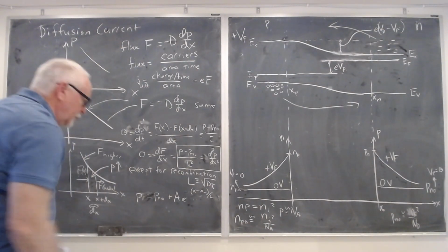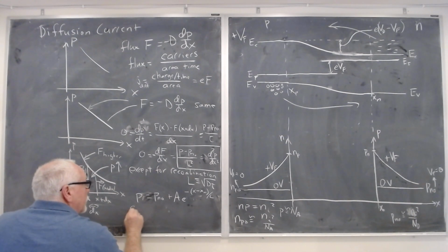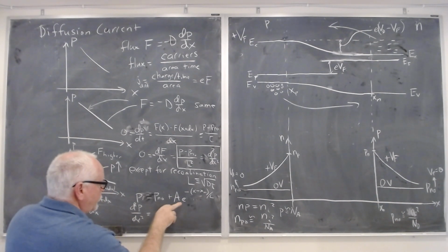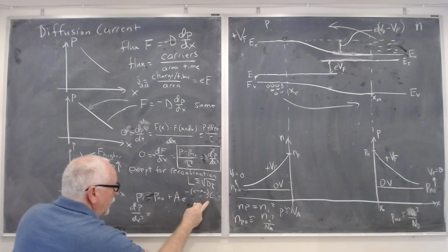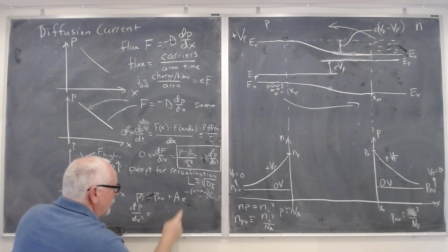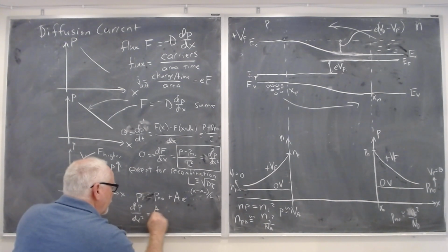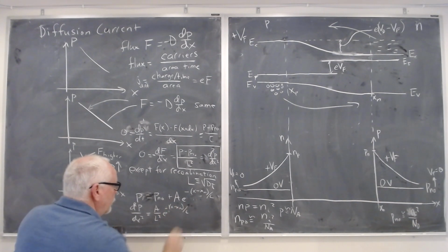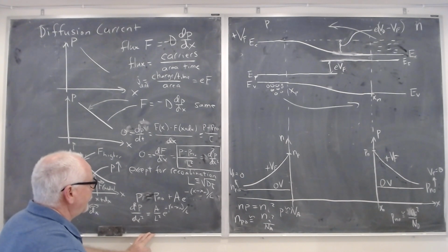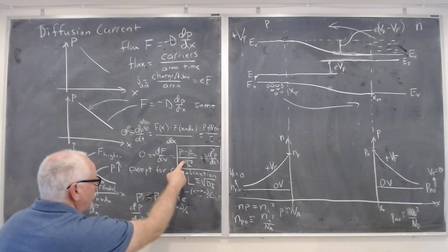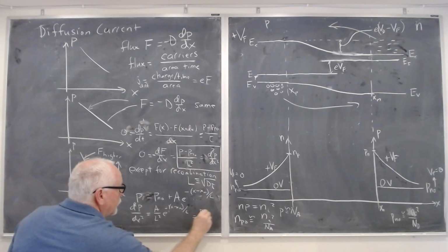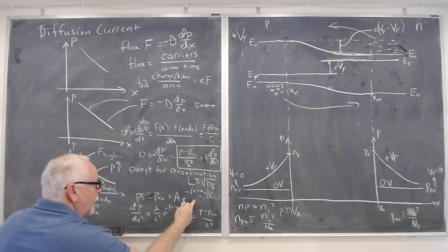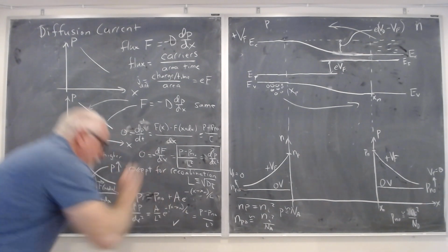Now, check that it works. d squared p dx squared. I take two derivatives, so I get two L's in the bottom and the minus signs cancel. So I get A over L squared times e to the negative (x minus xn) over L. That's the second derivative. And if you look at it, that's equal to (p minus pn0) over L squared, because p minus pn0 is A times that exponential. So it's right.